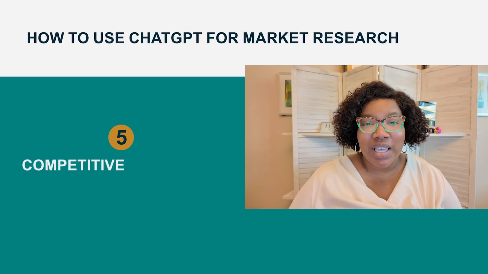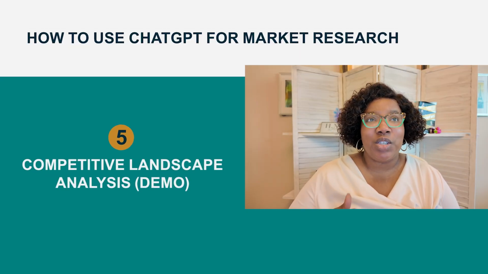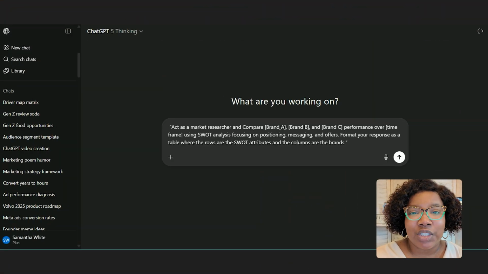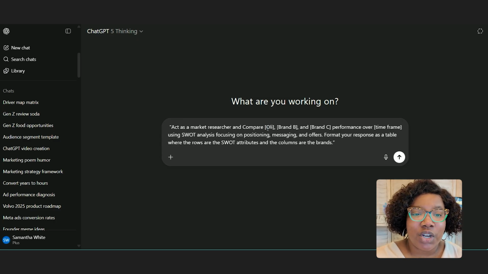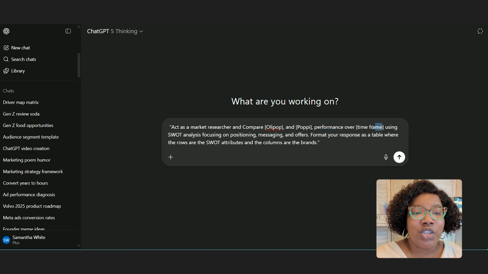Now let's get into competitive analysis. Here, you're going to want to compare maybe 2 or 3 competitors along their positioning, their messaging, their offer to understand how they stack up maybe to what you are offering for your business. So the prompt that I would use is: act as a market researcher and compare brand A, brand B, and brand C, their performance over a specific time frame, using SWOT analysis focusing on positioning, messaging, and offers. Format your response as a table where the rows are the SWOT attributes and the columns are the brands.